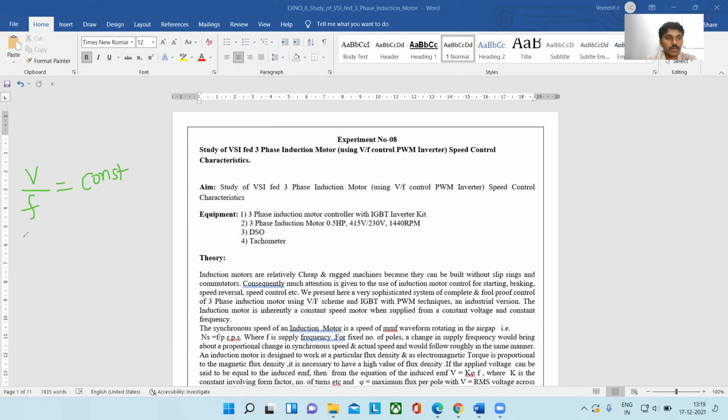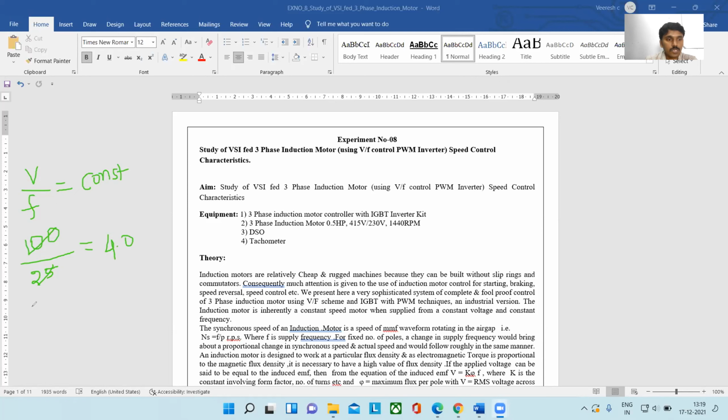For example, voltage is 100 volts and frequency is 25. So what is the V by F ratio value? 100 by 25 equals 4.0, for example. Next, again, I'm changing the voltage as well as the frequency.